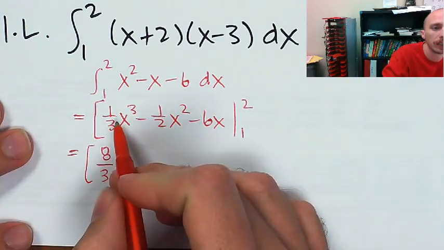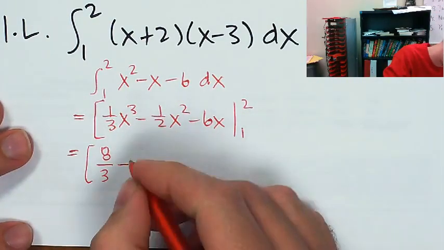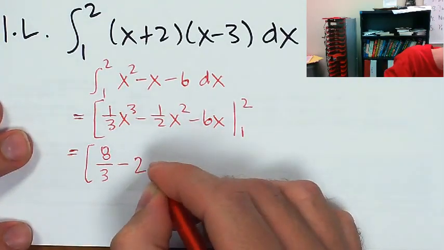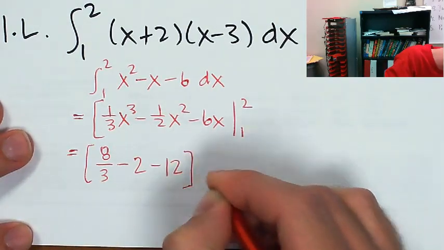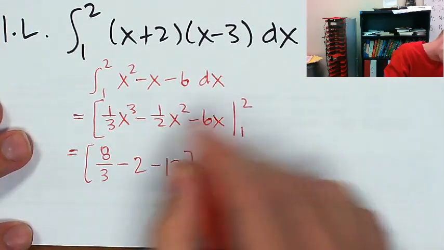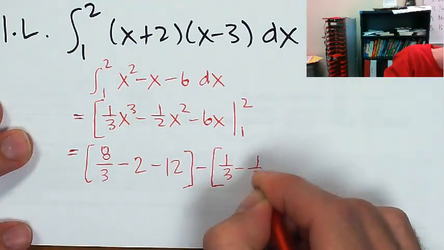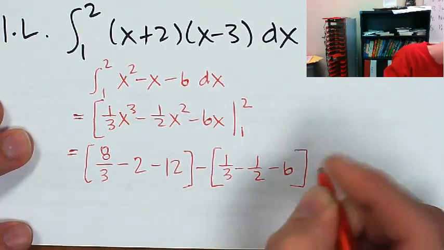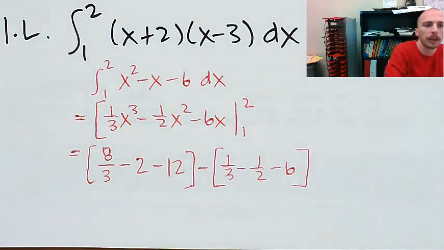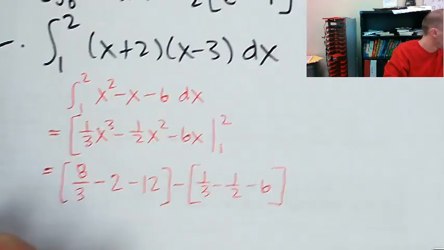Okay, so when I plug in 2, I get 8/3, 4 divided by 2. And then when I plug in 1, I'll get 1/3 minus a half minus 6. And, well, there we have it. Got myself an integral. That's L. I've got one more.